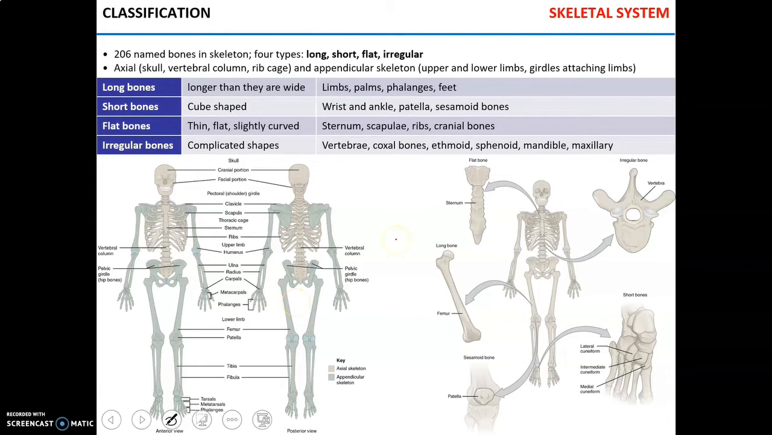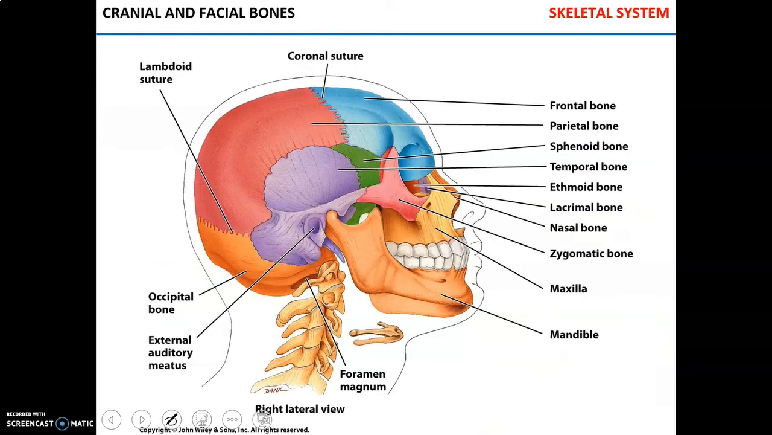Our last part will regard the anatomy of the skeletal system. As we mentioned before, there are 206 named bones in the skeleton, which can be divided into axial, which is lighter here, and appendicular skeleton. There are 4 main types: long, short, flat, and irregular bones. We reviewed them already. So I'm going to move on to the anatomy of the skull.